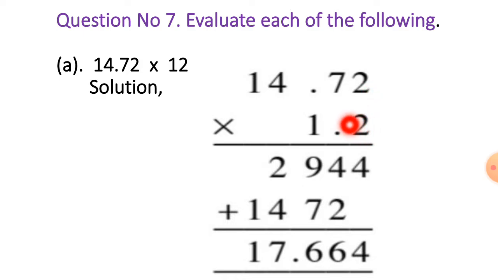2 twos are 4, 2 sevens are 14, 1 carry with the 4, 2 fours are 8, 1 plus 8 is 9, and 2 ones are 2. Like the same, we are going to multiply by 1: 2 ones are 2, 7 ones are 7, 4 ones are 4, and 1 is 1. And we are going to add these numbers: 4, 4 plus 2 is 6, 9 plus 7 is 16, 1 will be carried over here, 4 and 2 becomes 6, 1 plus, if we add it, it will be 7 and 1. This is the answer.